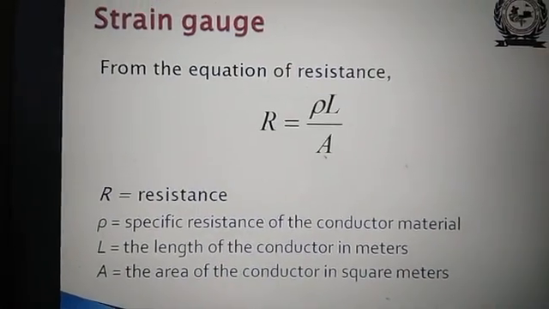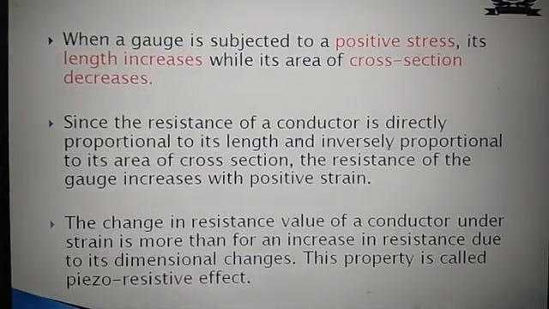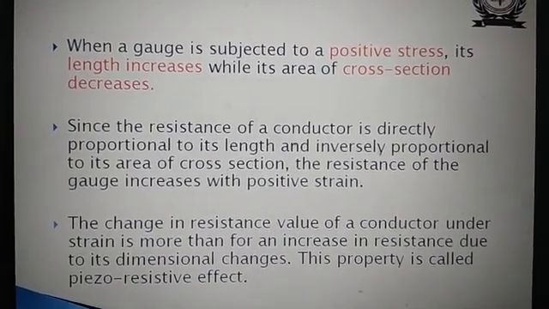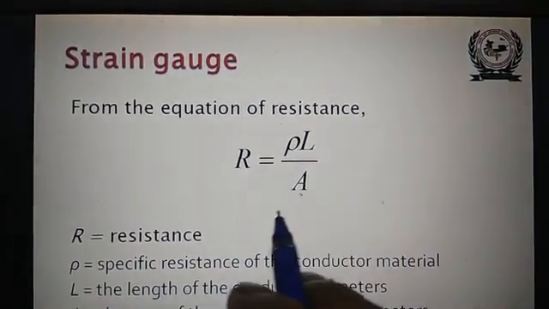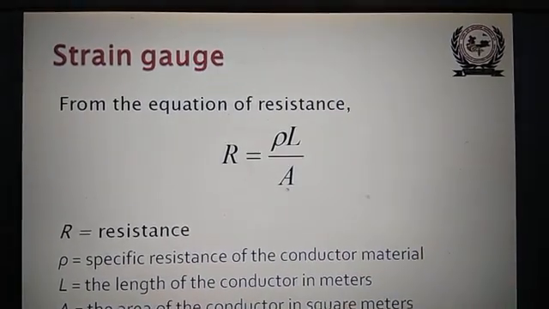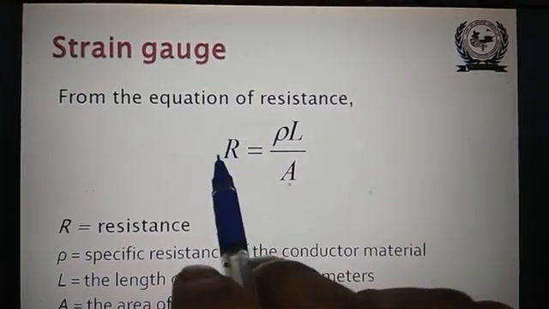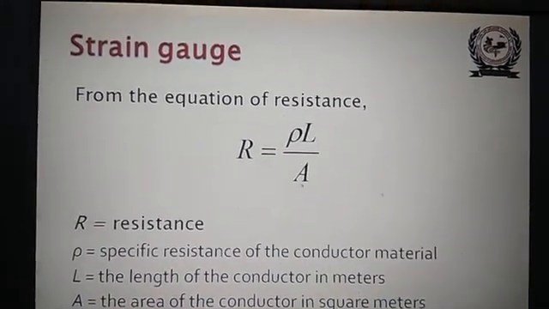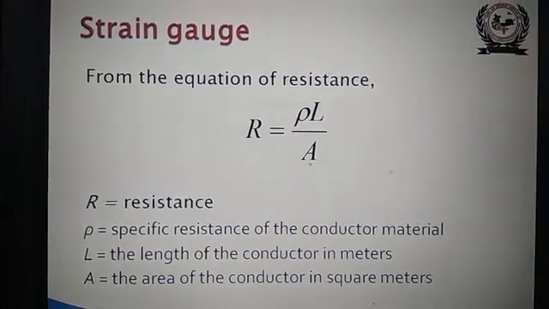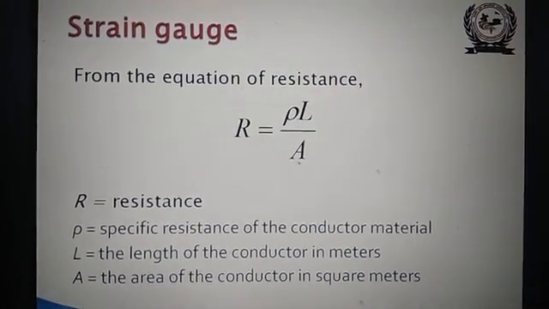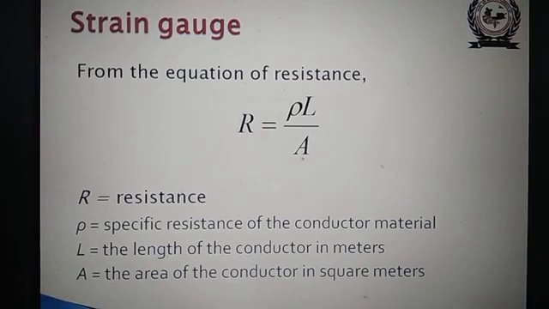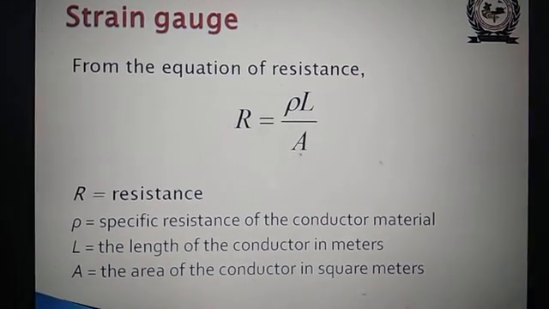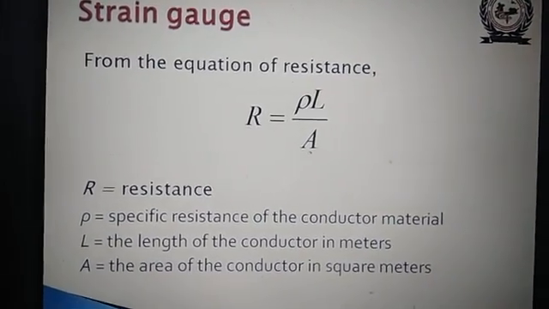From the equation of resistance, as I have told you, the resistance of a conductor is directly proportional to its length and inversely proportional to its cross-sectional area. So you can see R is equal to rho L by A, where resistance is proportional to resistivity and length and inversely proportional to area. R is the resistance, rho is the specific resistance of the conductor material called the resistivity, L is the length of the conductor in meters, and A is the area of the conductor in square meters.